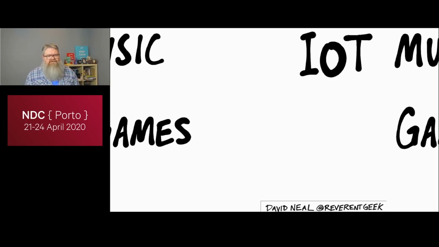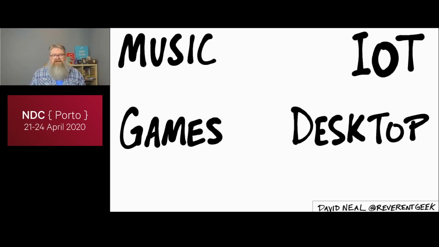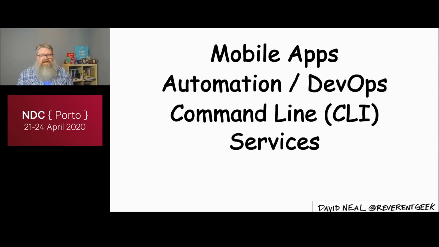There's games, and then there's desktop apps like Visual Studio Code, GitHub Desktop, and the Slack desktop app. Those are all examples of apps created with Electron, which is essentially Node.js and Chromium for the rendering. And that only just scratches the surface of what you can do with JavaScript. You can build really anything that you can think of that you can build with a programming language. You could probably build it with JavaScript.